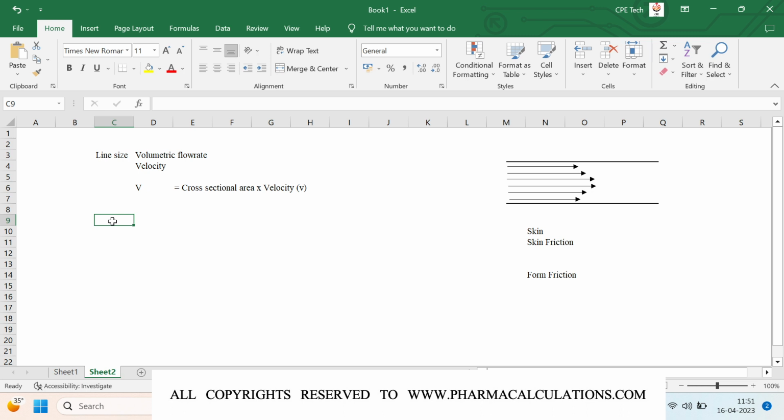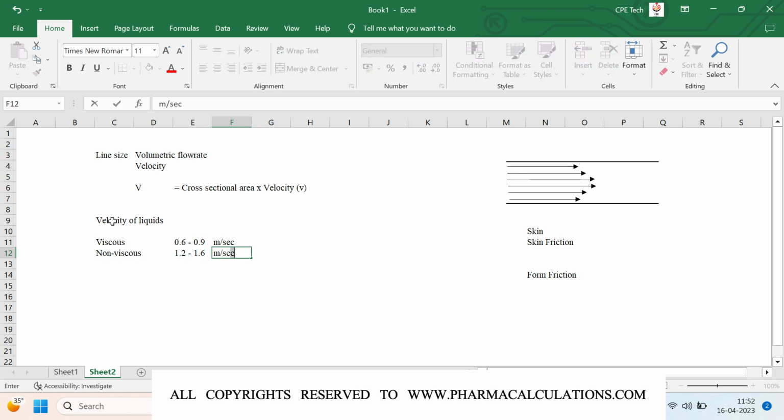And let's try to write up all these velocities of liquids. Some of the velocities are defined based on rule of thumb, and some of the velocities we have gathered based on our practical experience. So first thing is, if the fluid is viscous, the velocity is going to vary between 0.6 to 0.9 meter per second. If the fluid is non-viscous, this is going to vary between 1.2 to 1.6 meter per second.